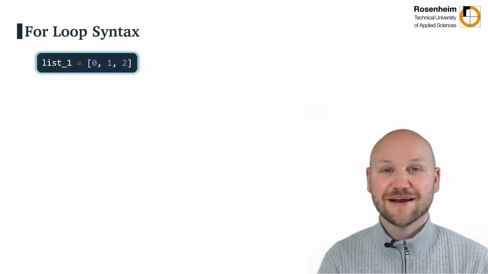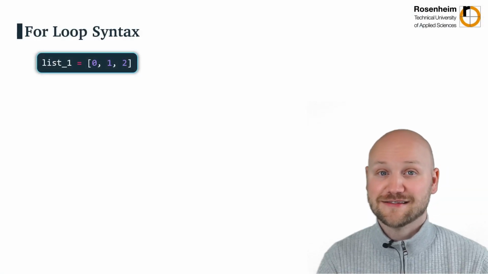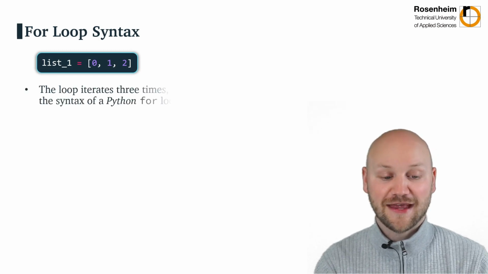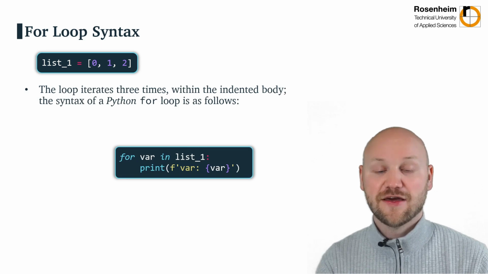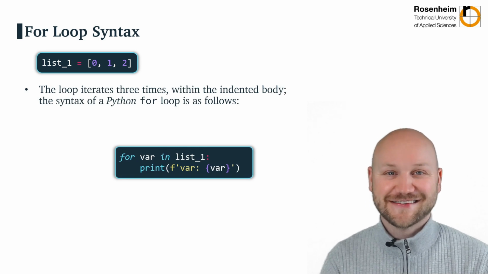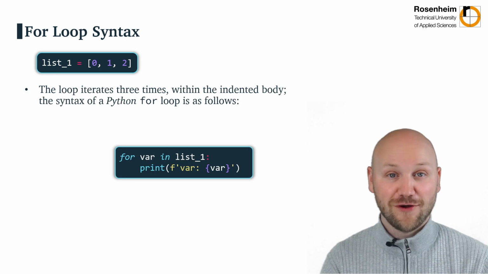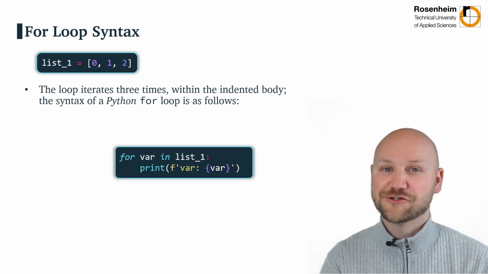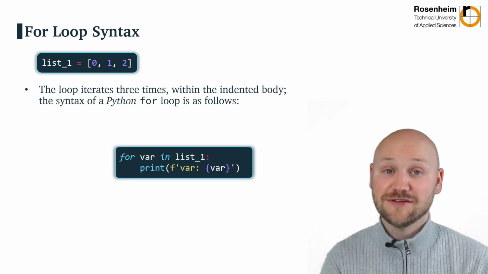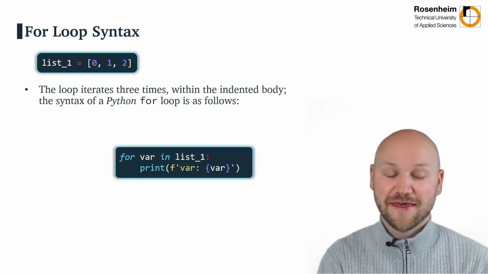So let's start by defining a list that simply has 3 elements, 0, 1, 2, and we want to iterate through that list. And we are doing it as follows. This is the syntax of a for loop. And there's a lot of stuff here to clarify regarding the syntax, because many things are new to you.